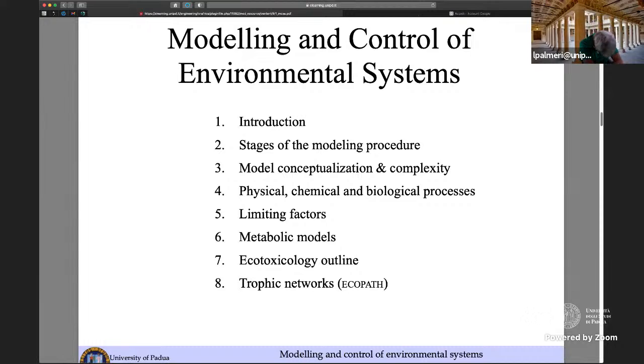So what we will discuss in this class, we'll start with an introduction. So we are here now. Today, this is the introduction.